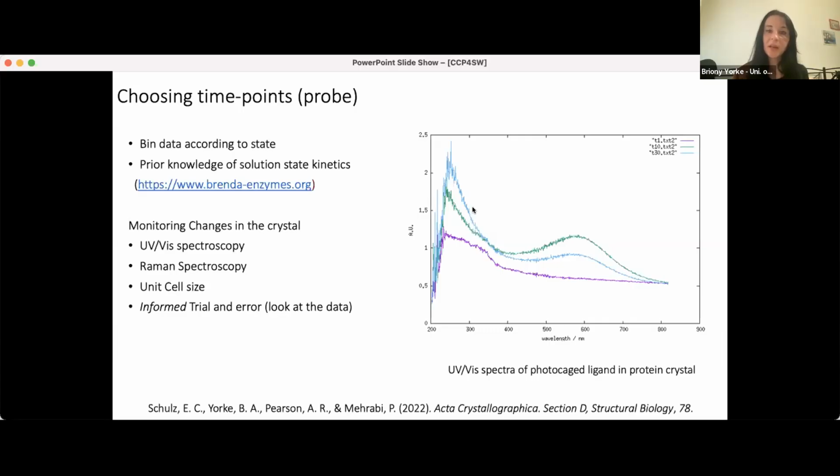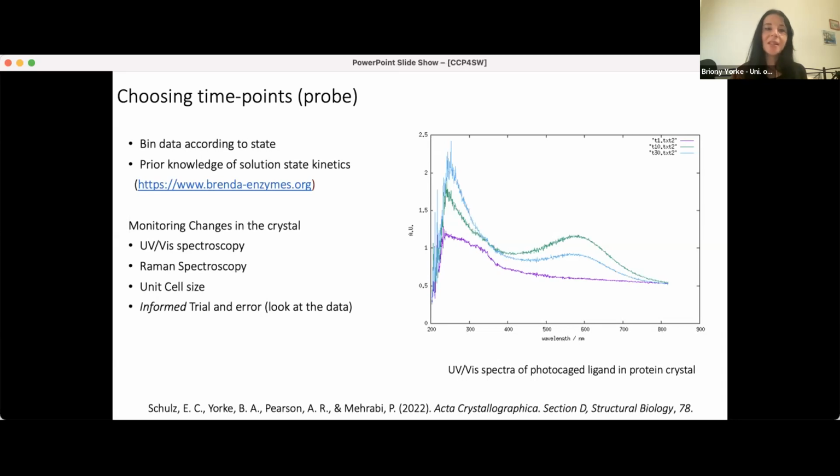And here you can see a spectra of photocaged ligand that we've used inside a protein crystal. I'll talk about this a little bit more later, so I don't want to go into too much detail. But we can see that for each different line on our spectra, we can identify that some changes have occurred. So we might want to split them according to how we split our spectroscopy measurements. Where there's no chromophore, we can use Raman spectroscopy to look for different changes in bonds forming and breaking. And there's some information that we can obtain from our crystals.